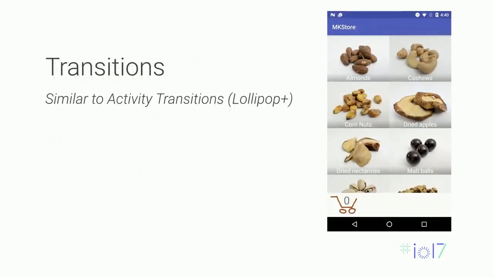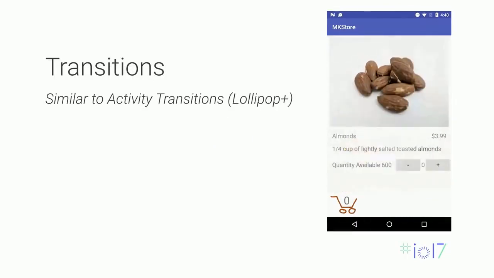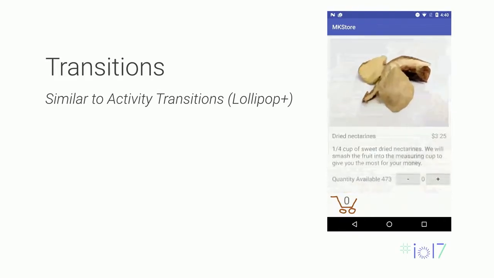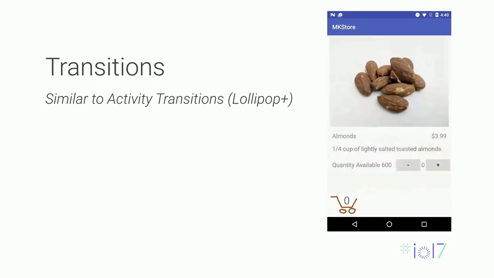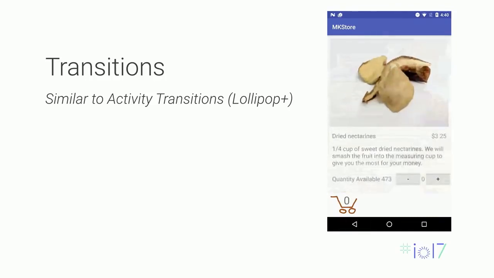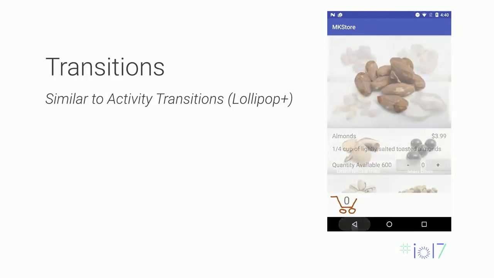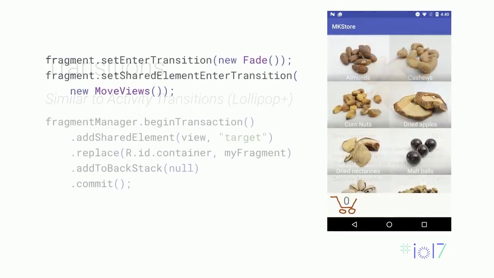Now, a lot of you have been using the activity transitions, and you want to have that work with fragments as well. So activity transitions allows this great ability to have a shared element change from one view to another. So in this case, from one fragment to another. And it works on activity transitions from Lollipop on. It's very useful. And so we added the ability to do that.